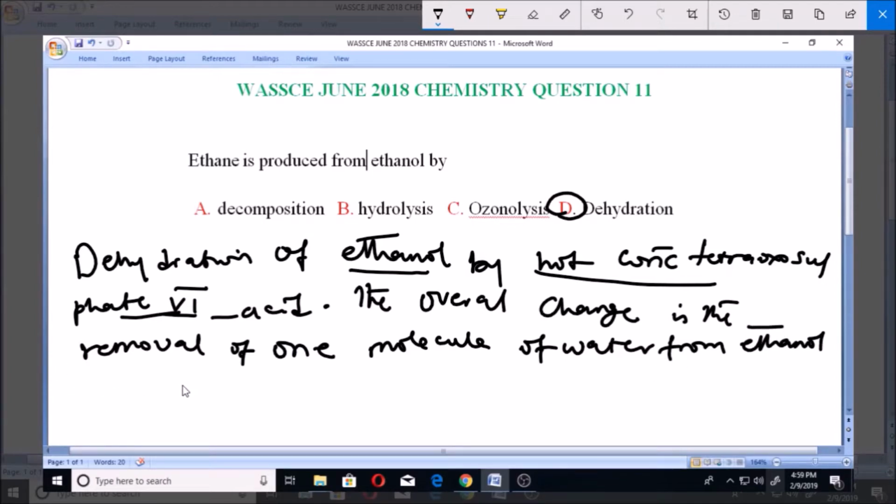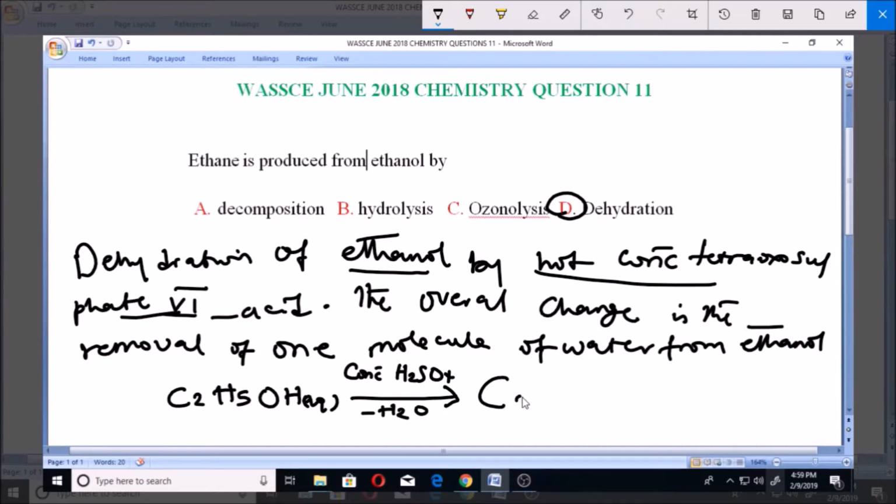Now let's write the equation that represents this reaction. We have C2H5OH aqueous. So this is your ethanol. So when there is dehydration of this ethanol in the presence of concentrated tetraoxosulfate 6 acid, there is the removal of water in order to now give C2H4, which is ethane. So that is how you get this.